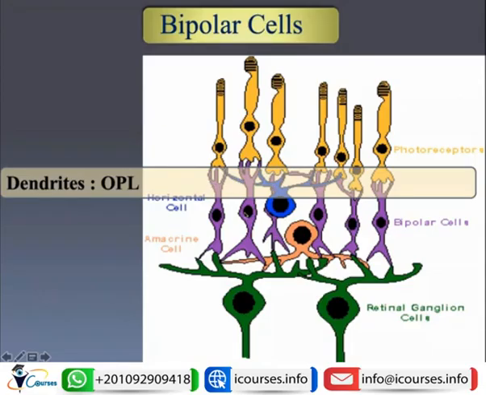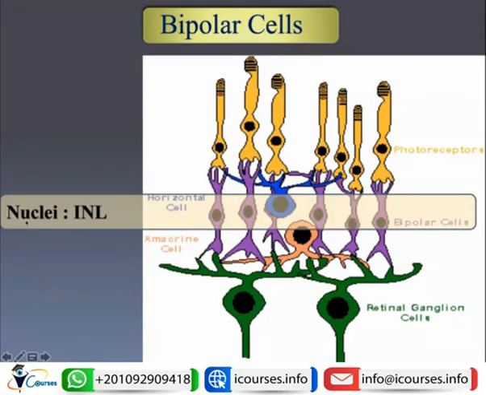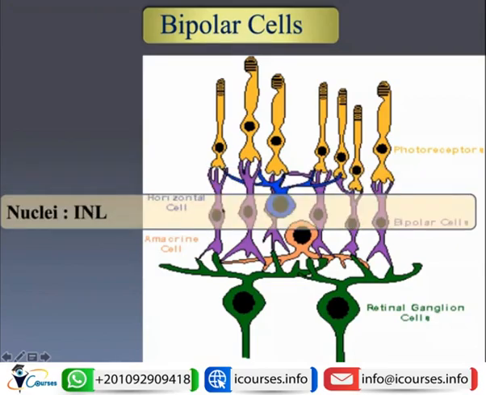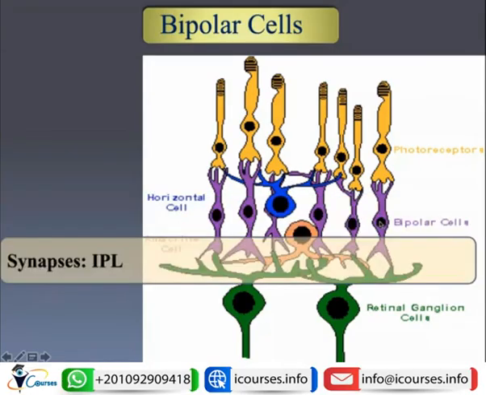Saying bipolar means it has two poles. These cells have their cell body in the inner nuclear layer, while their dendrites are in the outer plexiform layer. So again, the dendrites are present in the outer plexiform layer, synapsing with the photoreceptor cells. Their nuclei are present in the inner nuclear layer, as you can see here, and they also synapse at the inner plexiform layer with the retinal ganglion cells and the amacrine cells.